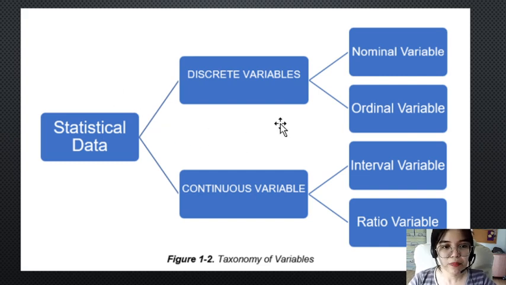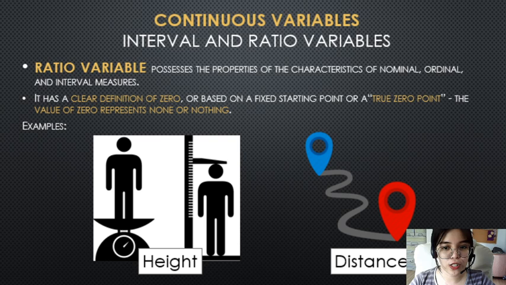So, again, under the discrete variable, we have nominal and ordinal. Nominal, category lang. Ordinal, category with ranking. As under naman ng continuous variable, we have the interval and ratio variable. So, itong 4 na to, hindi to types of variable, but rather we call them levels of measurement. Sige, pag-usapan natin ang continuous variable.